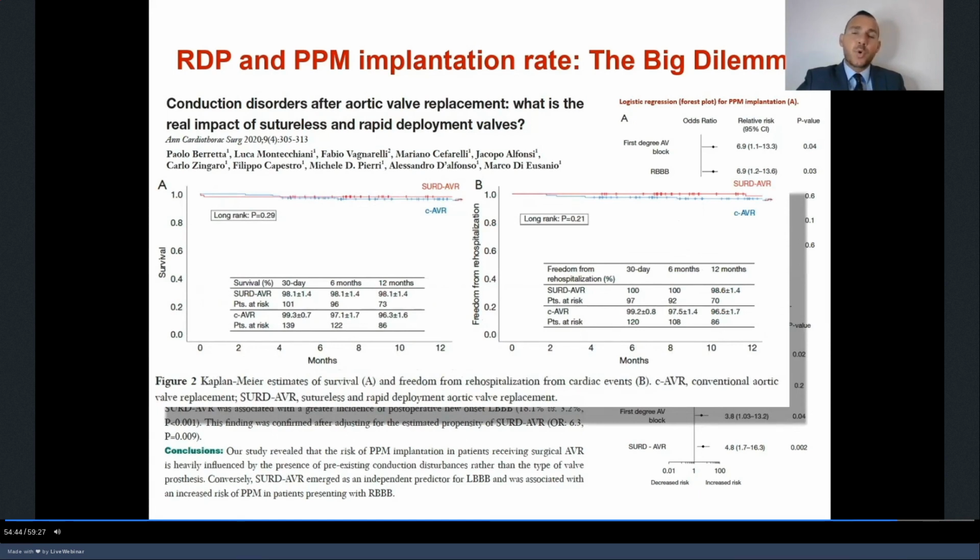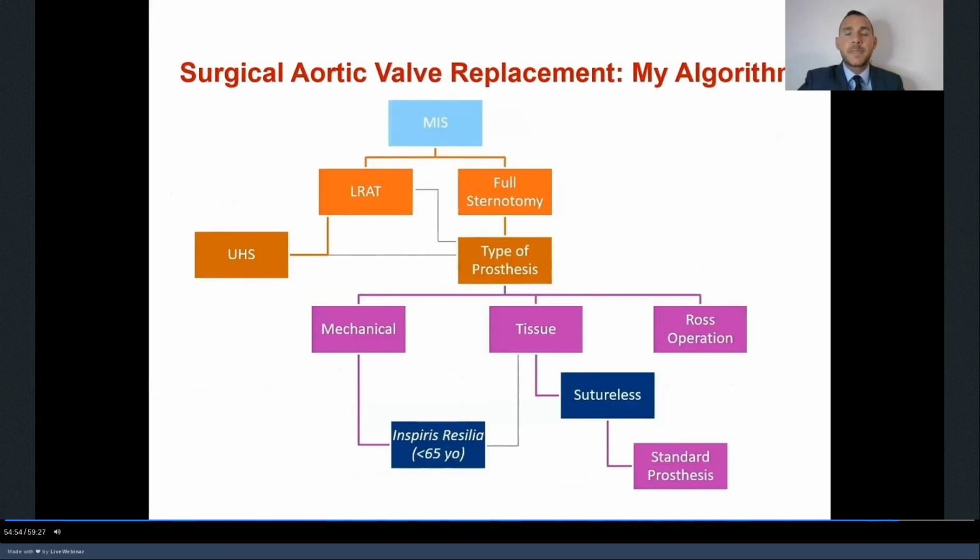Also, it's important to note how the utilization of the sutureless valves does not affect survival or freedom from rehospitalization from cardiac events. So this is my algorithm when I approach patients requiring an aortic valve implantation. My default approach to an aortic valve replacement is via a minimally invasive approach, limited right anterior thoracotomy if no anatomical contraindications or contraindications to the fem-fem bypass, otherwise upper hemisternotomy.